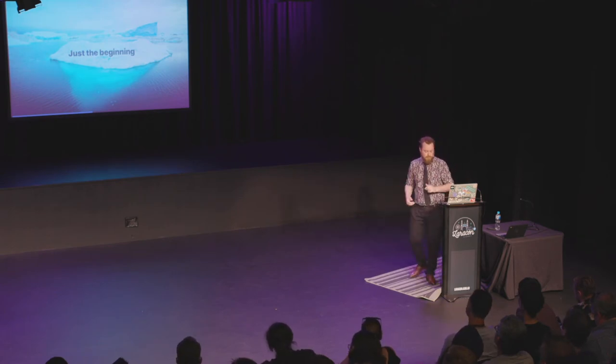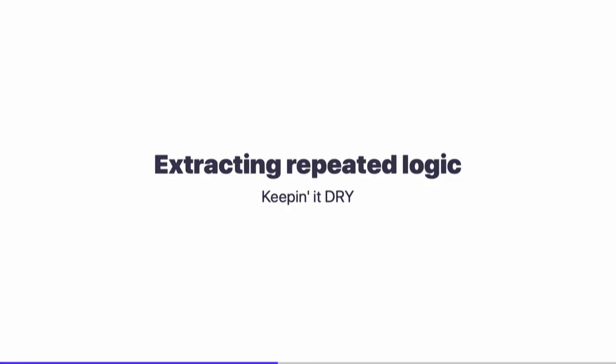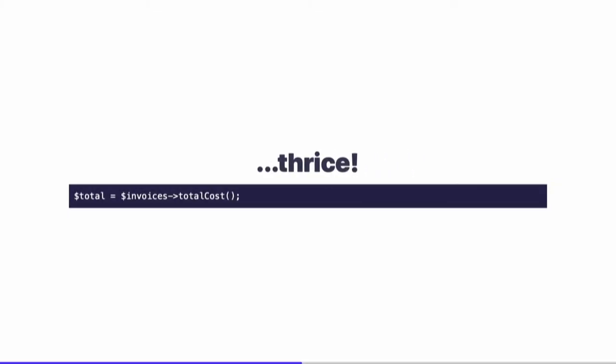So let's go through some of those things. I think the first one is the most obvious one, which is extracting repeated logic. So we've got this little method here. We're calculating the total amount of all these invoices. We do that over in a controller. We do it over in a job. And then we've got to do it again. And we think, well, we've definitely got a pattern here, right? So why don't we just extract this out to a method, total cost.